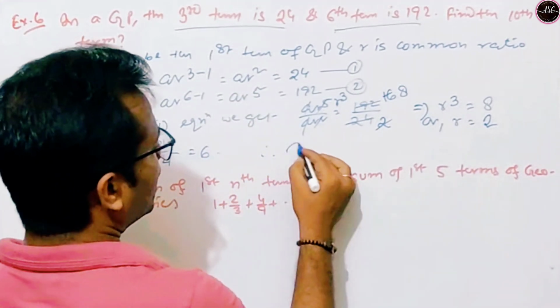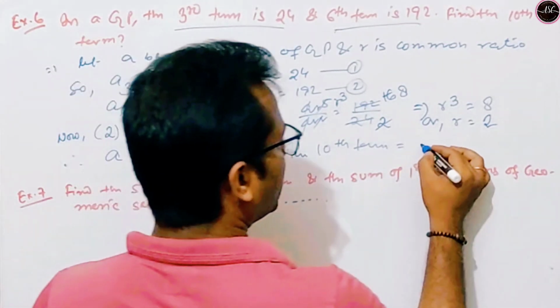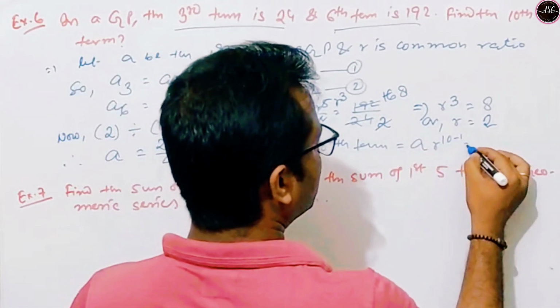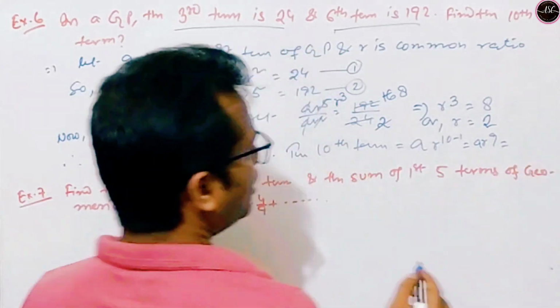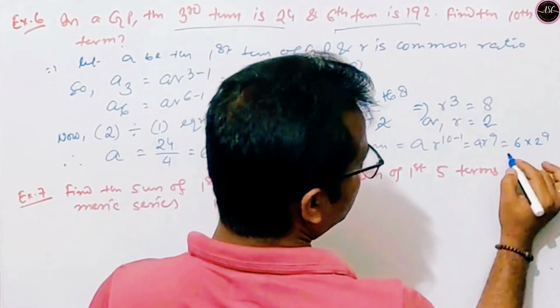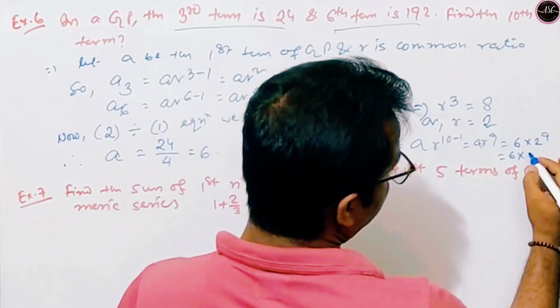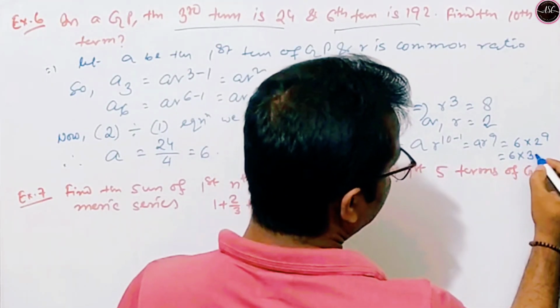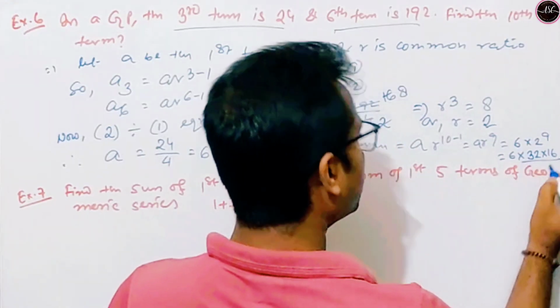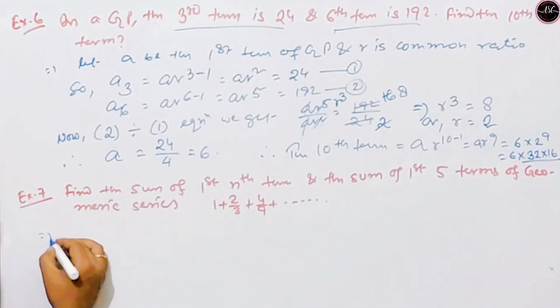Okay, so the tenth term equals ar to the power 10 minus 1, that means ar to the power 9. Here the value of a is 6 and the value of r is 2 to the power 9. And therefore 6 into 32 into 60. Okay, just calculate at home, that will be your answer. Okay, now look at this.